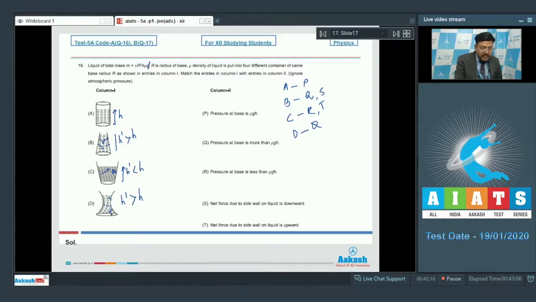But pressure we also know is greater on the lower side. So overall, looking at the figure, we can say that the force by sidewall on the liquid will be in the vertically downward direction. So that means it will match with S. So that means for question 16, this is our matrix match. Let's go to the next question now.